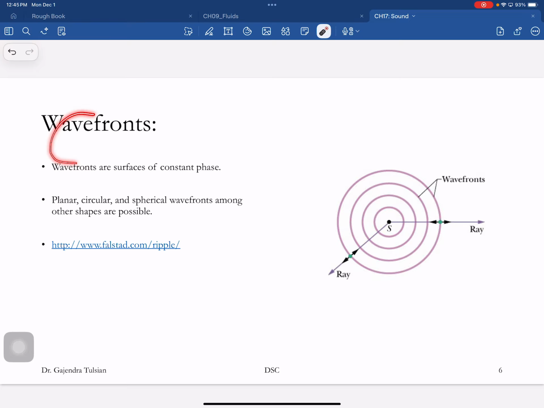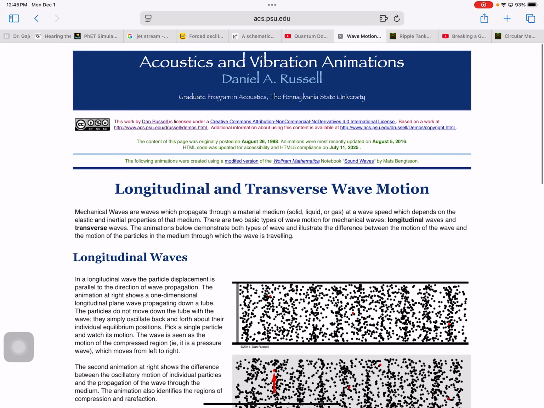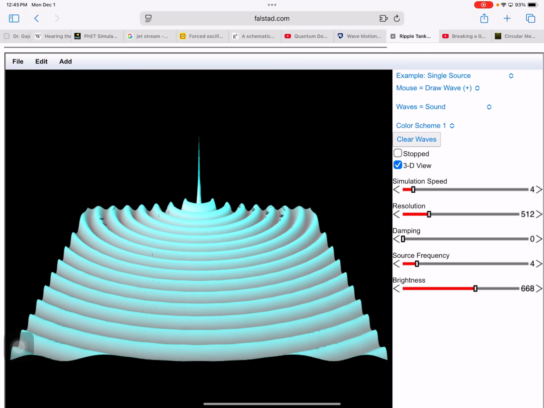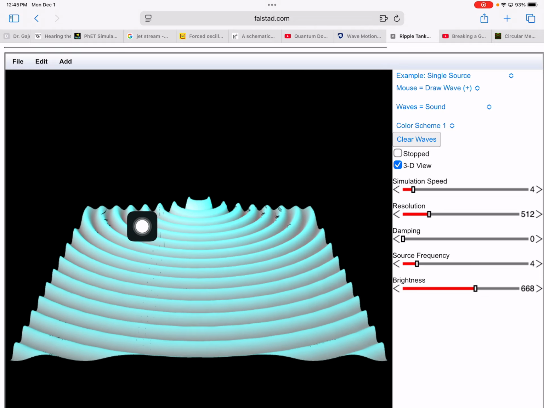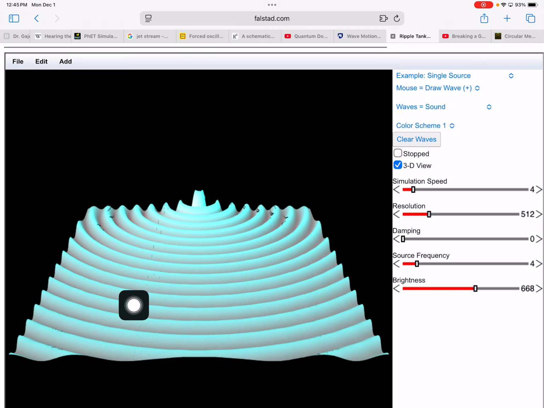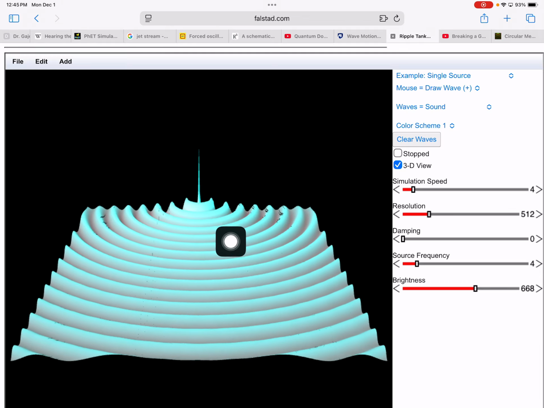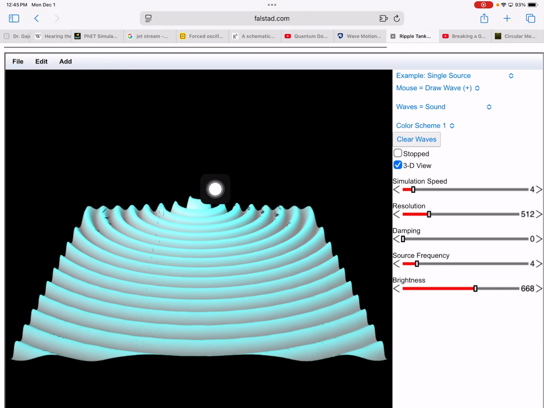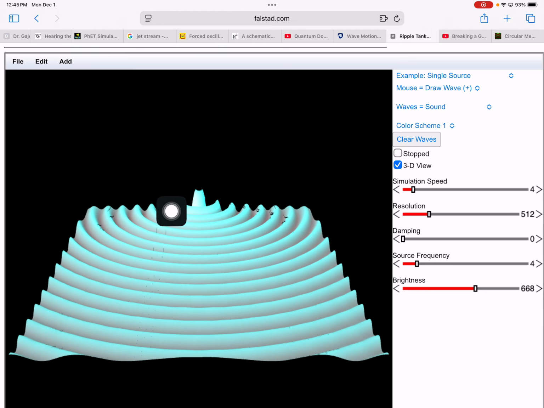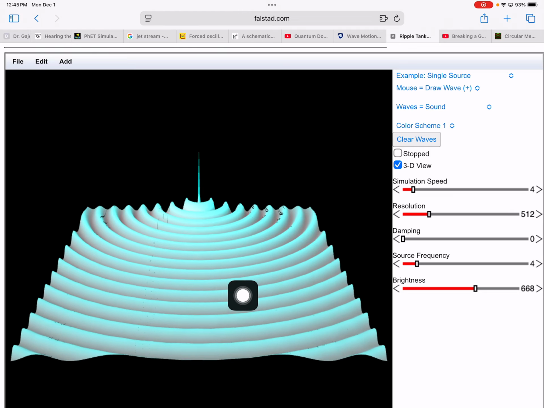All right, now we'll talk about wave fronts. So let me show you. Wave fronts are crests created at the same time. So these are circular wave fronts. What this is, is a ripple tank. You can think of a mass attached to a spring that's oscillating and hitting the water, and it's creating these waves. So the wave fronts are these circular wave fronts.